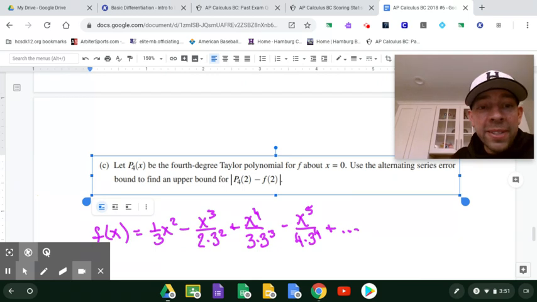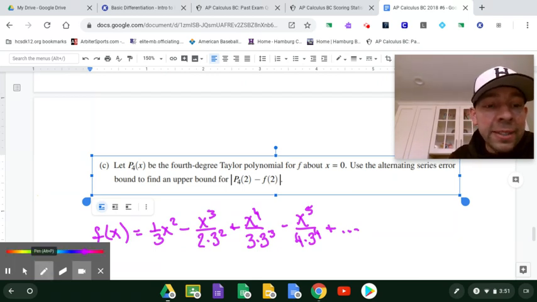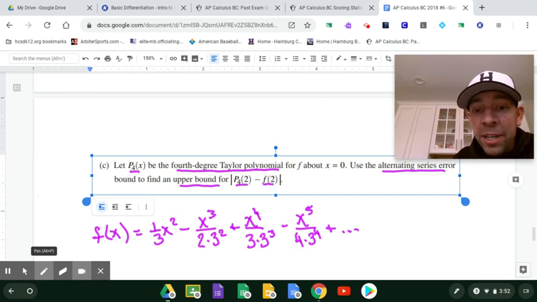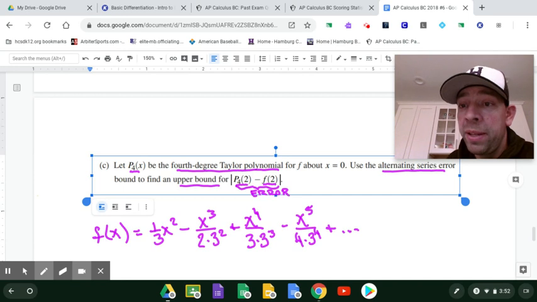So part C says, let p sub 4 of x be the fourth degree Taylor polynomial for f about x equals 0. Use your alternating series error bound to find the upper bound on the difference between, remember, this would be your approximated value and this is your actual value. The difference between those two values is what's called your error. So in other words, we're looking for the maximum error when using a fourth degree polynomial.